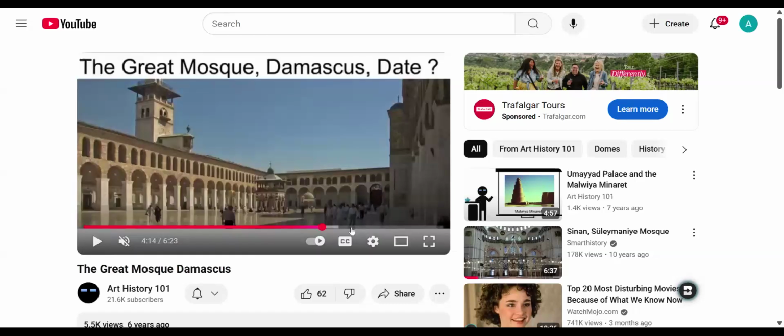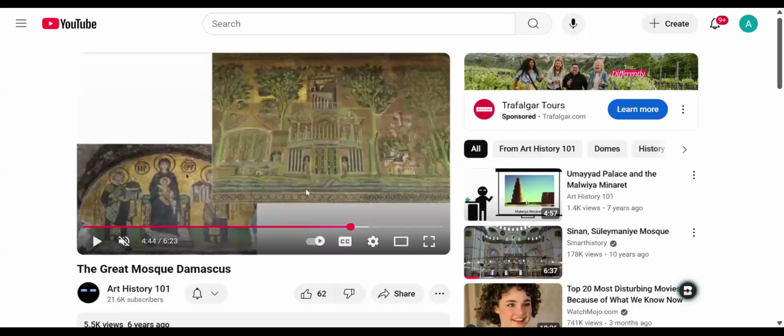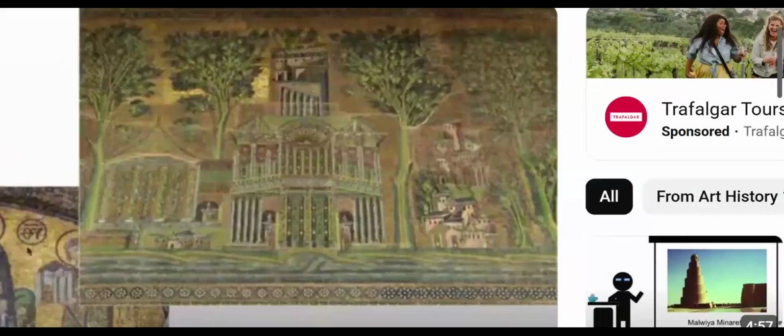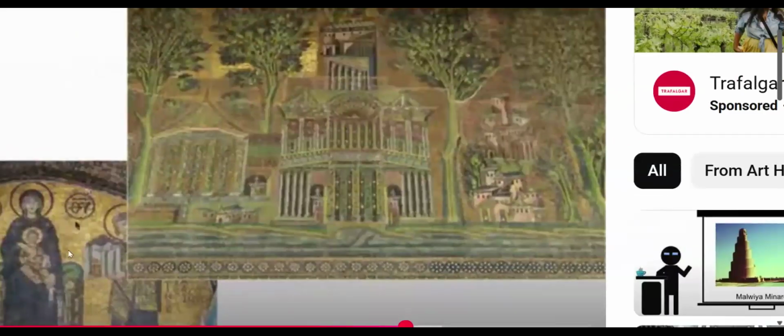The person's talking about it. I'm hoping we can see some. Yes, here's some of the mosaics. And this is a Byzantine mosaic, Madonna and Baby. This is a mosaic at the mosque in Damascus. And you can see there are some similar elements.